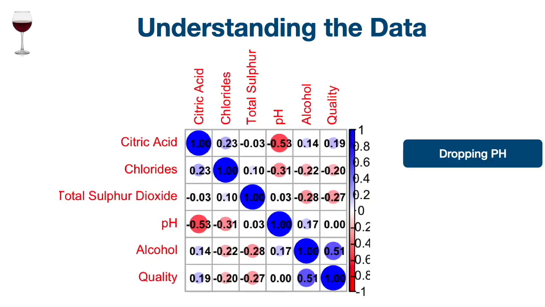From the correlation matrix, we can observe that citric acid shows a positive correlation, suggesting quality improves as citric acid increases. Chlorides and total sulfur dioxide show a moderate negative correlation, indicating that higher levels of these can reduce the quality. pH displays a negligible correlation, indicating almost no relationship with quality. Alcohol has the strongest positive correlation, highlighting its significant impact on the quality.